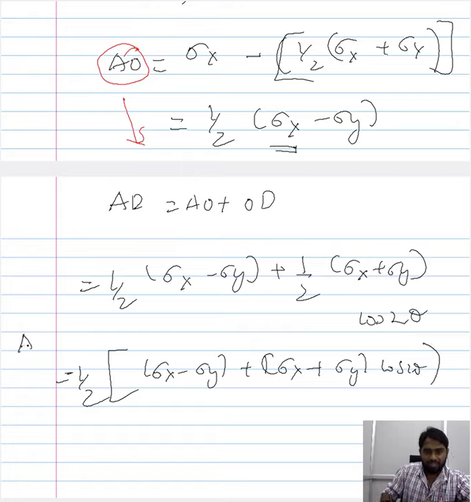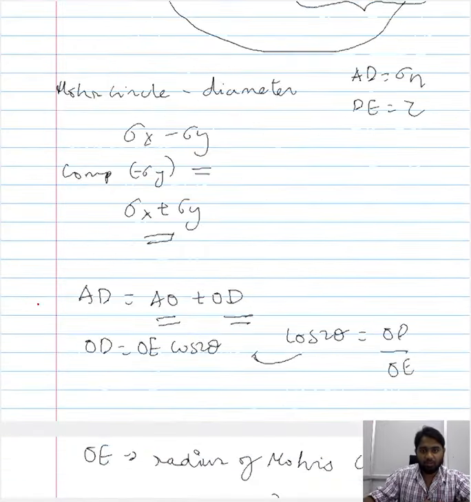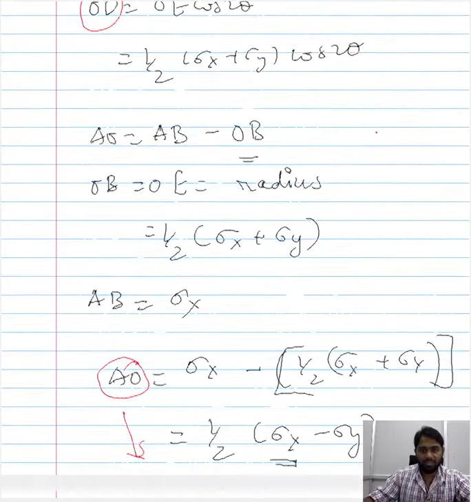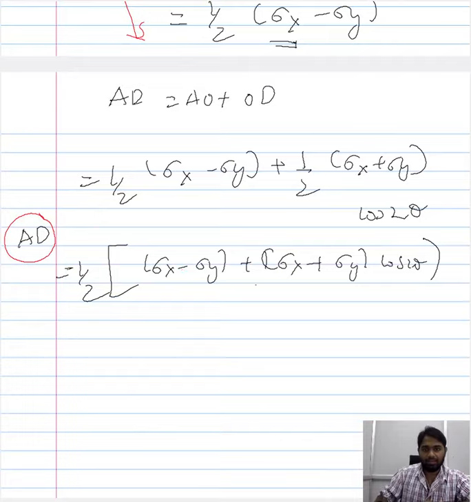So this is AD. Now if you compare this AD with the expression that we got from the derived results, these two are similar. We have 1 by 2 sigma x minus sigma y plus sigma x plus sigma y cos 2 theta. If you compare this with AD, both are identical. So this ultimately is nothing but, we have now arrived at an expression for the normal component of stress.